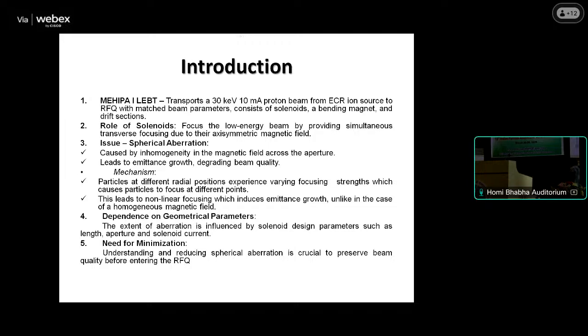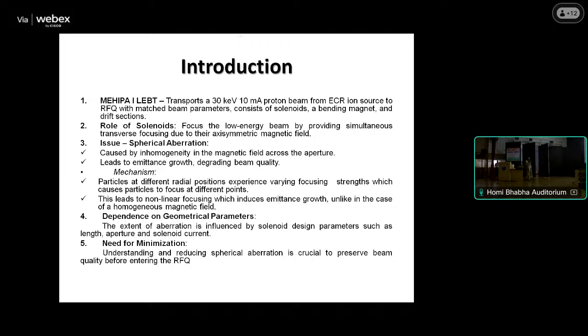In this LEBT, the role of the solenoid is to focus and to change the twiss parameter values so that they match the input twiss parameters required at the RFQ. And the issue while using this solenoid is spherical aberration. It is caused by inhomogeneity in the magnetic field across the aperture. So the axial magnetic field varies as we go to different radii. That's why spherical aberration comes into the picture.